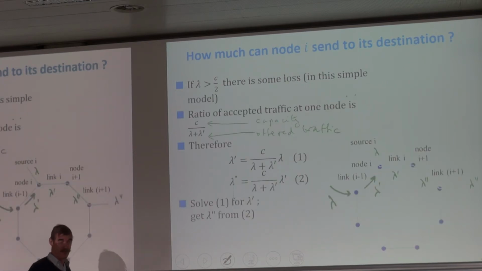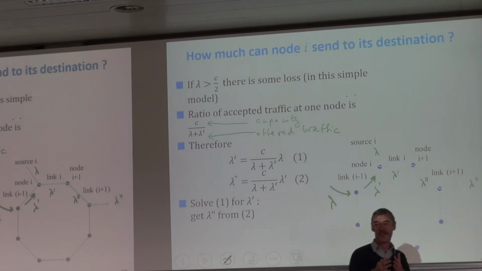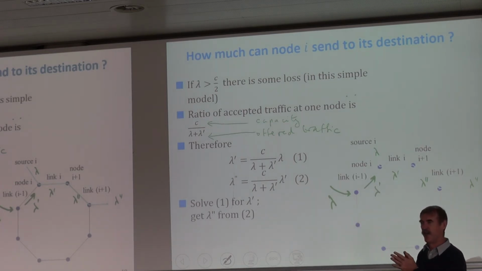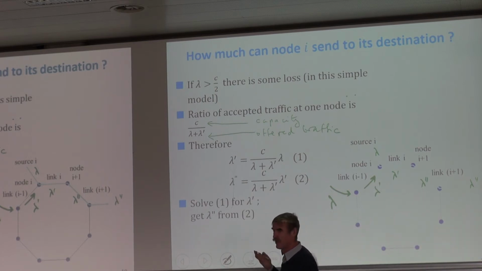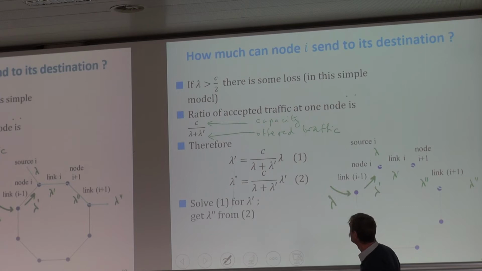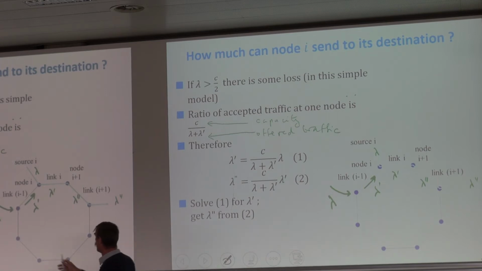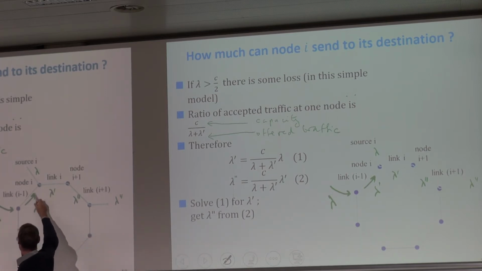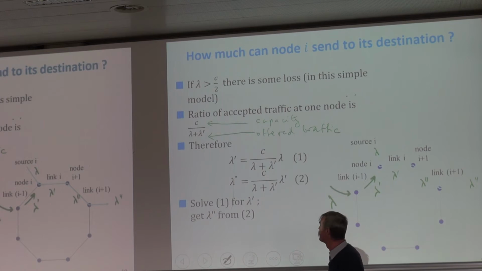Now what happens when we're above? When we send more? Certainly there must be losses somewhere, because it's not possible that the two flows send lambda, because 2 lambda is larger than C, so there must be losses. We can repeat the kind of maths we did in the previous example. We can see that the ratio of accepted traffic at one node is given by the capacity of the node divided by what wants to go in. So what wants to go into this node is lambda plus lambda prime. And since there is rotational symmetry, it's the same everywhere. So this is the ratio of acceptance. So the loss rate is 1 minus this.